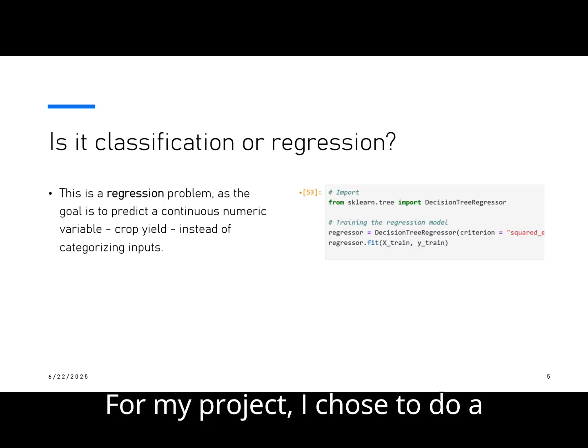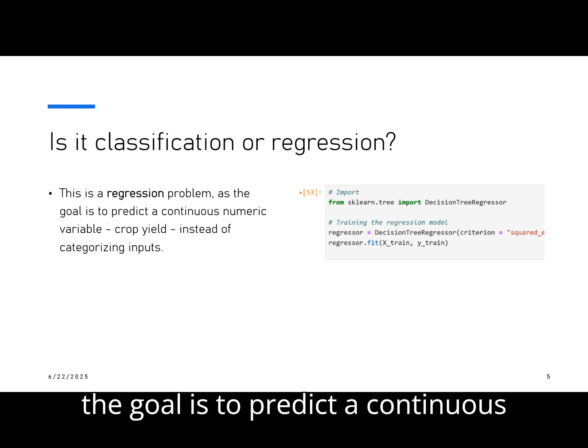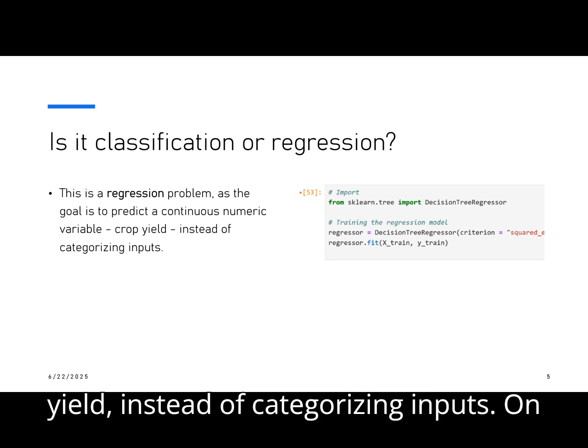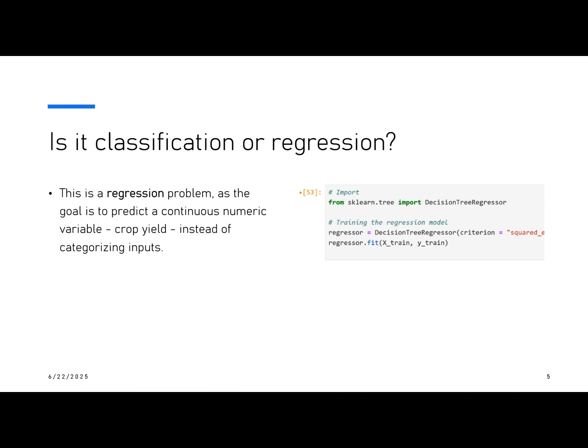For my project, I chose to do a regression problem. I chose this because the goal is to predict a continuous numeric variable, which is the crop yield, instead of categorizing inputs. On the right, you can see an example of what that looks like in the project.